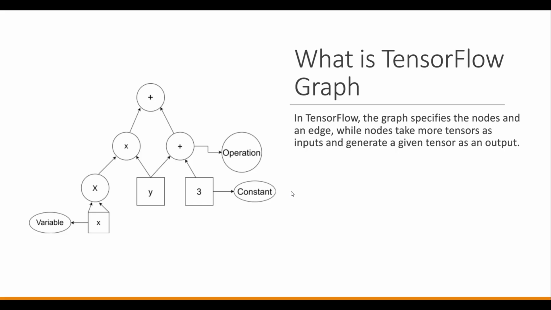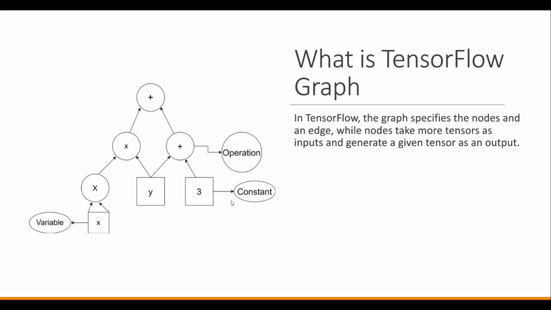Basically in TensorFlow, the graph specifies the nodes and edges. Nodes take one or more tensors as inputs and generate a given tensor as an output. The edge is denoted as a tensor, and it will operate to produce a new tensor, and it always depends on individual operations. If we take an example in TensorFlow, then the graph is the backbone of the example.